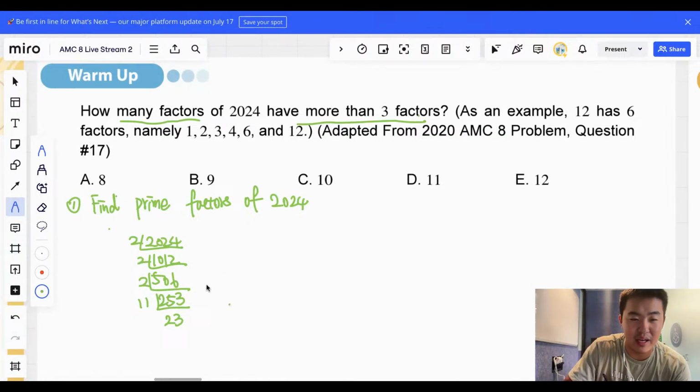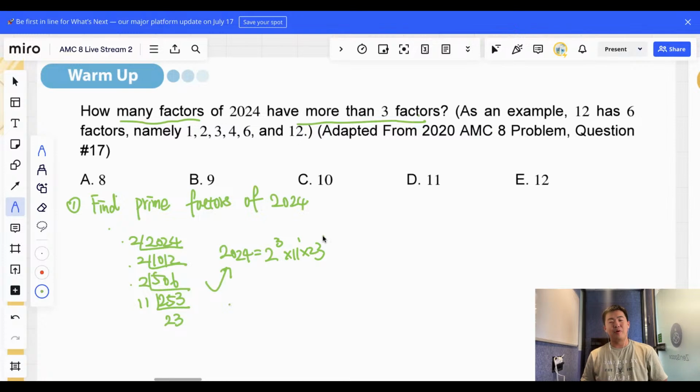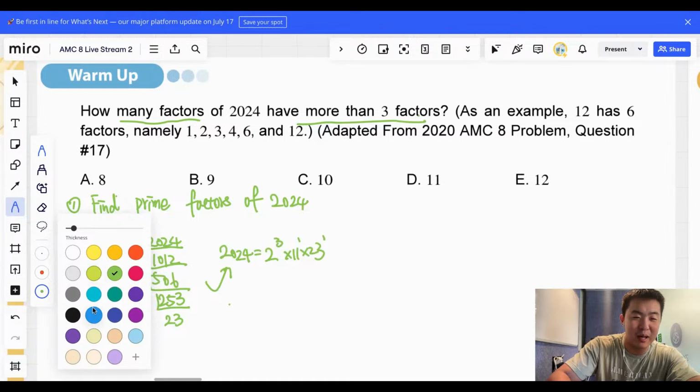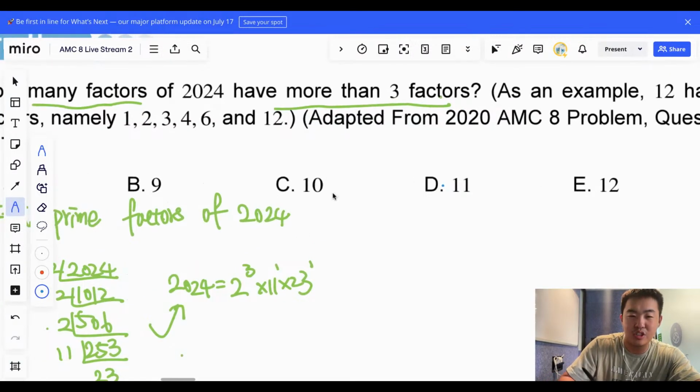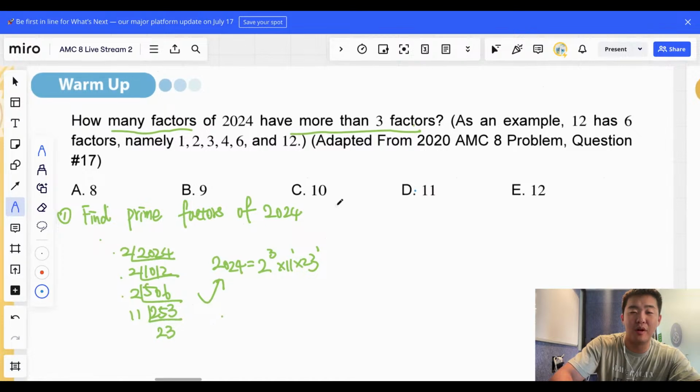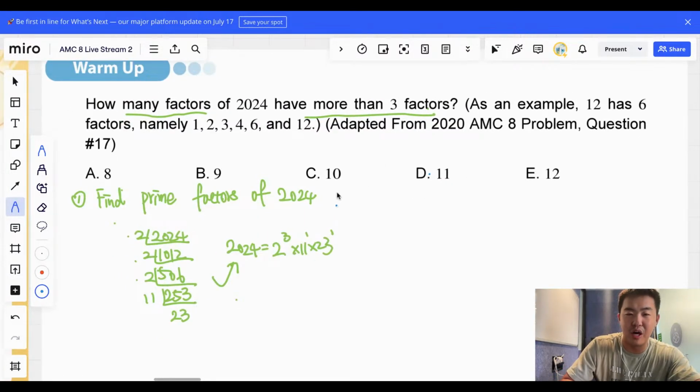Now let's rewrite it. 2024 is equal to how many 2s do we have? 1, 2, 3. So 2 to the third power times 11 times 23. I will write 1 for the power on top. It may look a little weird because usually we do not write a power of 1 explicitly, but this time I'm keeping it for a purpose. You will see it in the second step, believe me. For the second step, let me get my pen. Here we are going to apply a formula. It's important because if you know the formula, it will save you a lot of time. So apply the formula.